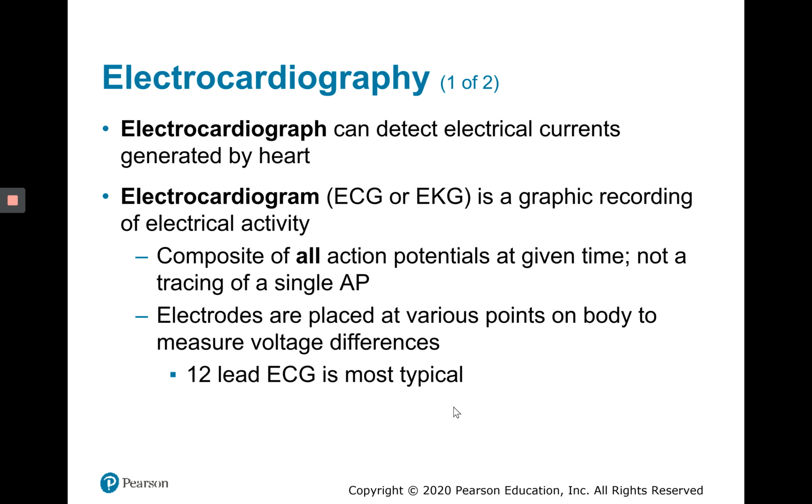Next, we're going to move on and look at EKGs or ECG. An electrocardiograph actually can detect electrical currents generated by the heart, and it's actually a measure of all the action potentials in the heart at once. But it's not an action potential itself, it's an average. So it's a graphic recording of electrical activity in the heart, or a composite of all those action potentials. So it's not a single tracing, is what I'm saying. The electrodes that are used in order to take an electrocardiograph are placed at various points on the body. They measure different voltage differences, and there's usually about 12 leads, and that's probably the most typical.